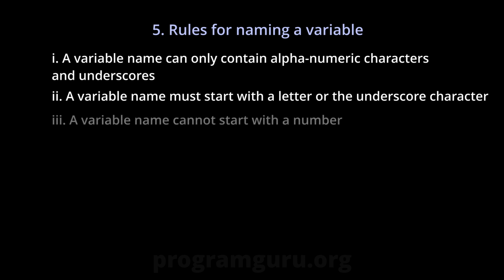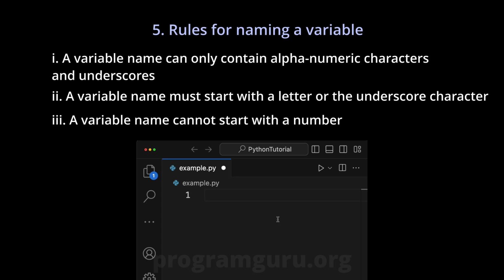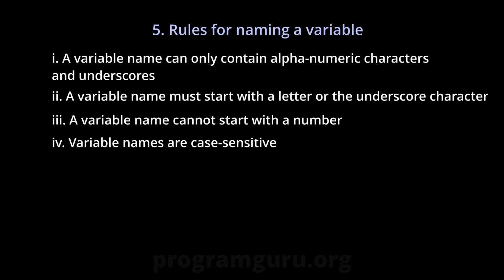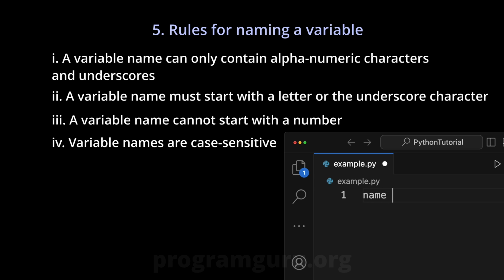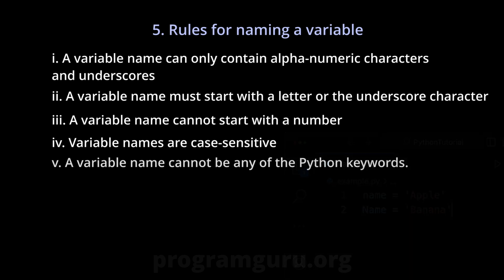A variable name cannot start with a number. For example, 25sum. Since it is starting with a number, this is not a valid variable name. sum25 is a valid variable name because it is starting with a character. Variable names are case sensitive. For example, name with a lowercase n and Name with a capital N are two different variables. A variable name cannot be any of the Python keywords.